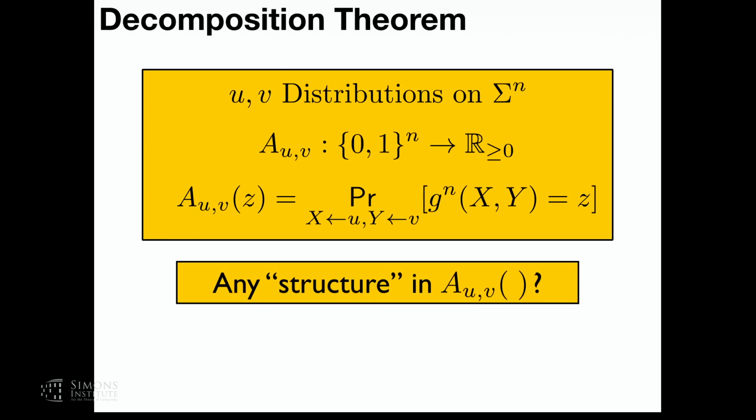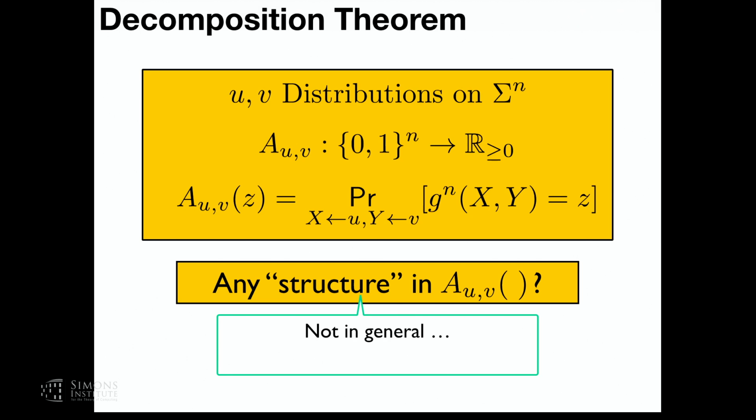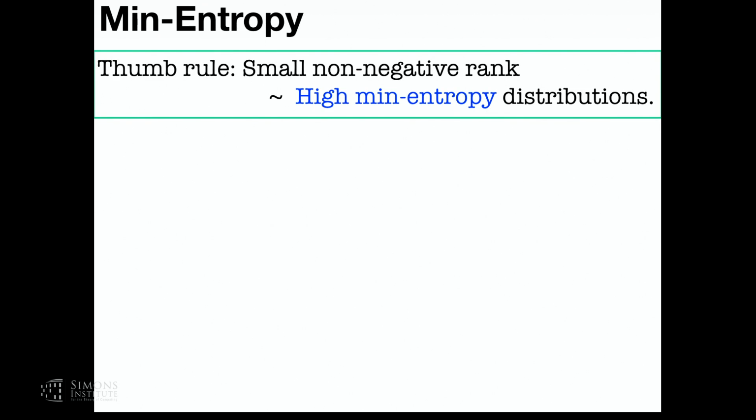So can we identify any structure in A_{u,v}? If these functions are simple, if they were small degree Juntas, for example, then we would be done. Unfortunately, that's not true. That cannot be true all the time, because without any restriction, u and v could just pick out one particular point in the matrix, right? It could just be a delta function. And here's where the small non-negative rank shows up.